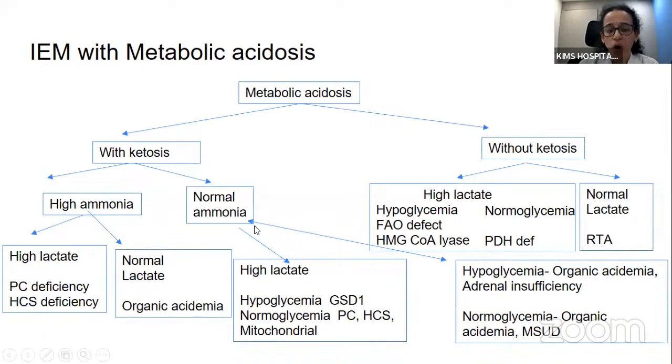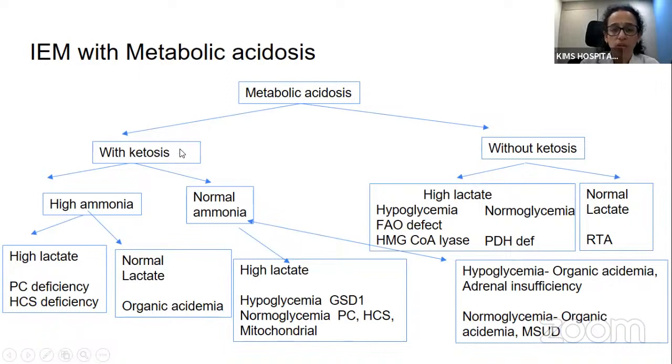If the ammonias are normal, then we will be seeing whether there is a high lactate or not. If there is a high lactate, it will go into one of these categories like GSD type 1 and pyruvate carboxylase again, and mitochondrial defects and HCS based on the blood glucose values. If ammonia is normal and there is hypoglycemia as well, then it can be organic acidemia or adrenal insufficiency. And if the blood glucose is normal, then it can be organic acidemia or maple syrup urine disease.